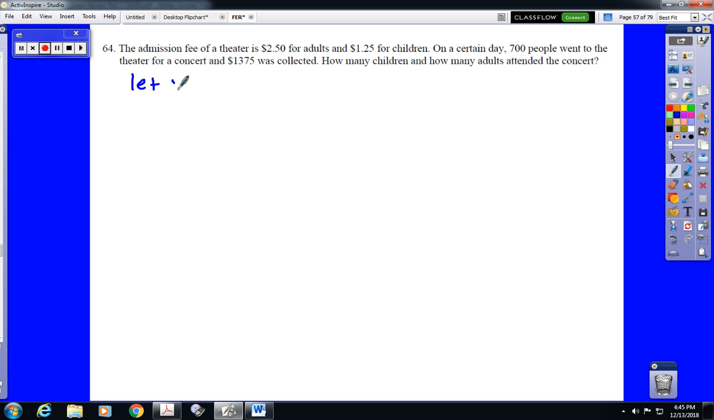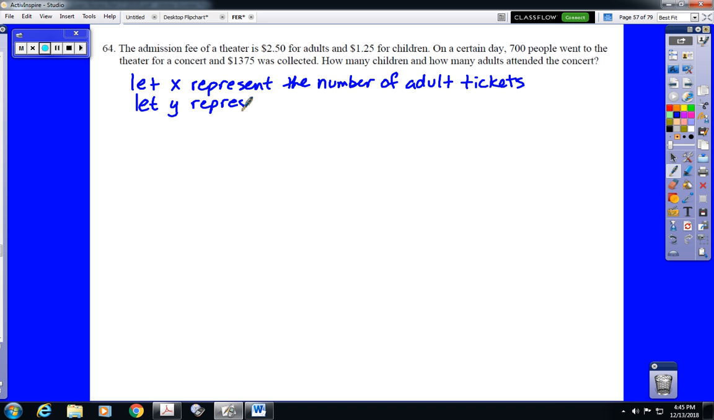So we're going to let x represent the number of adult tickets, and we are going to let y represent the number of child tickets. I said before we didn't technically have to state this because it didn't tell us to, but it's a good habit to get into because on the I step they're going to tell you to, and it'll lose a point if you don't. So it's a good habit to get into. x is going to be the number of adult tickets and y is going to be the number of child tickets.